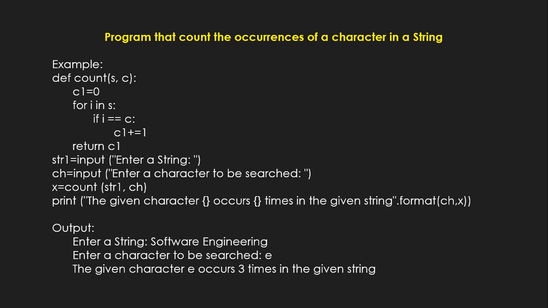You come to the next line there, x is equal to count of str1 comma ch. If you see, count is the name of the function, str1 is the first argument, ch is the second argument. str1 will relate to s there as the parameter, ch will relate to c as the parameter. So control from this calling statement, x is equal to count of str1 comma ch, will be transferred to the function definition statement, that is the first line there.